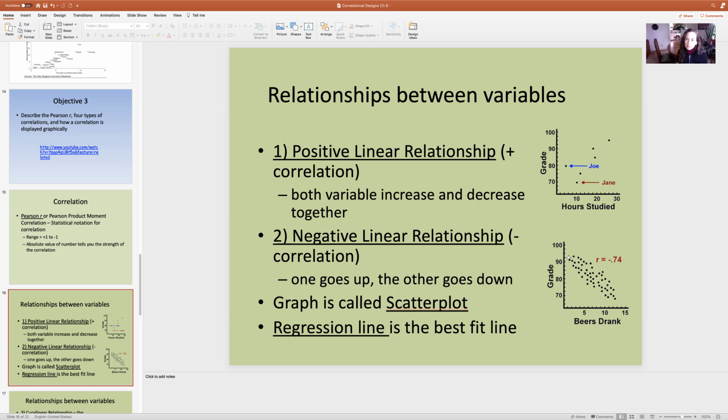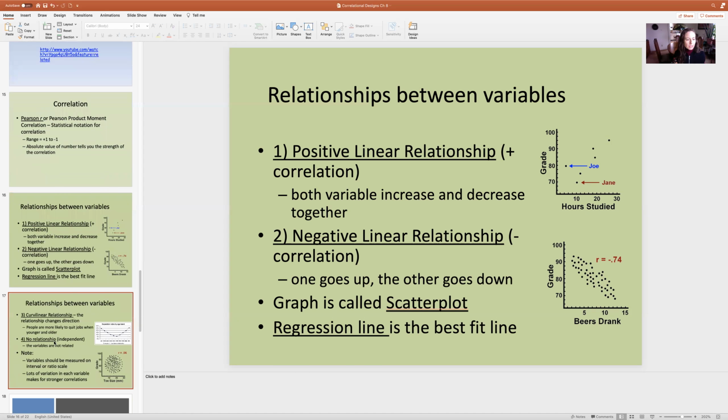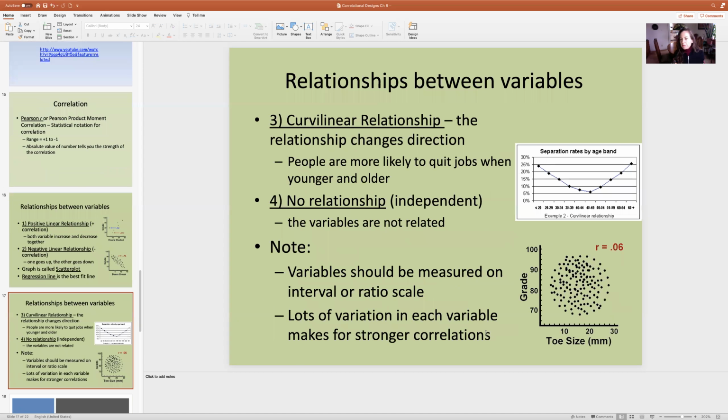So when you see -0.6, that means that one of the variables is going up while the other is going down. That graph there is called the scatter plot, as I was mentioning. And when we draw a line, the best fit line through this one, that line is called the regression line.